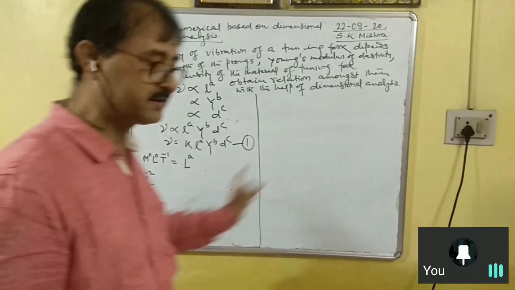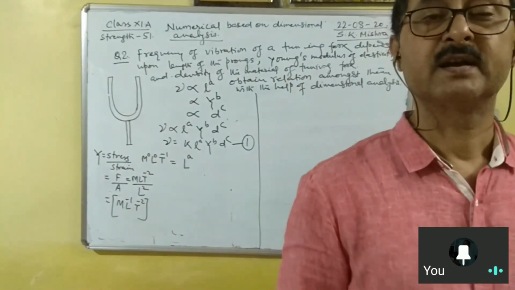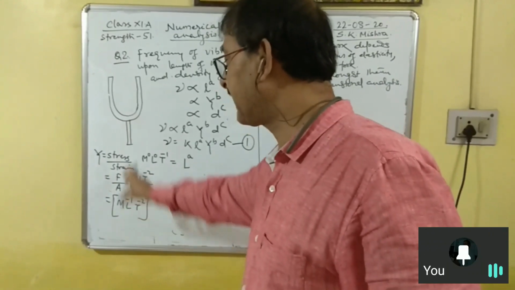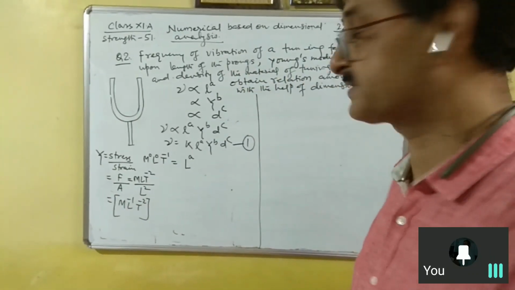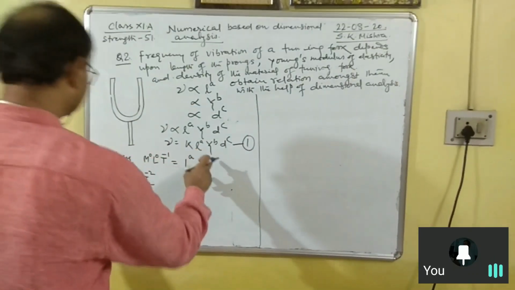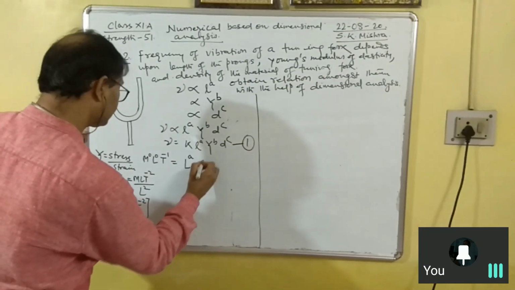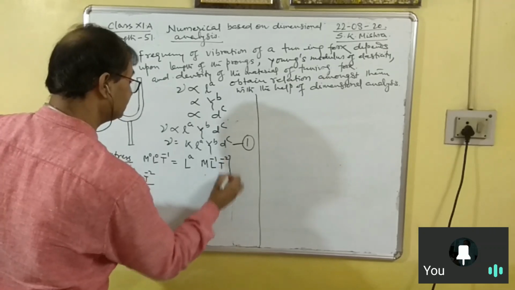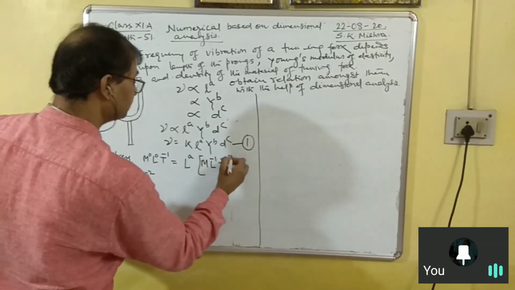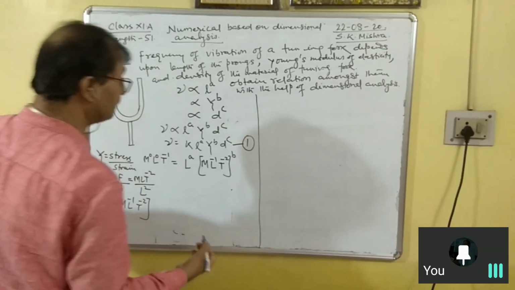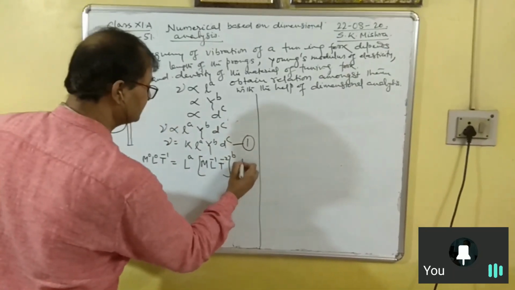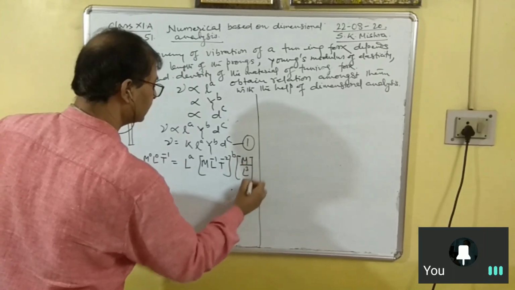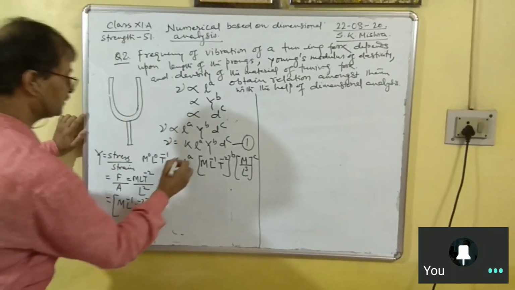I have done this in the previous class, the dimension of some physical quantity. There I have already derived the dimension of Young's modulus. And then for Young's modulus, we put the dimension ML minus 1 T minus 2, similar to that of pressure, raised to B, and then density, mass by volume, which is ML minus 3, raised to C. So this I can write.